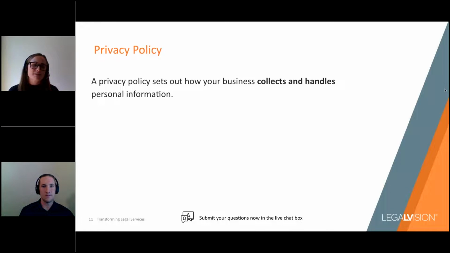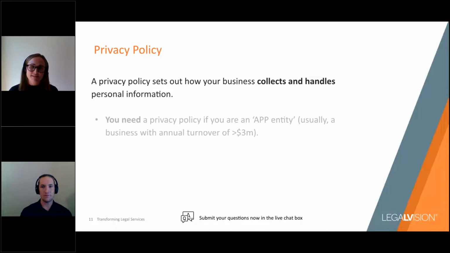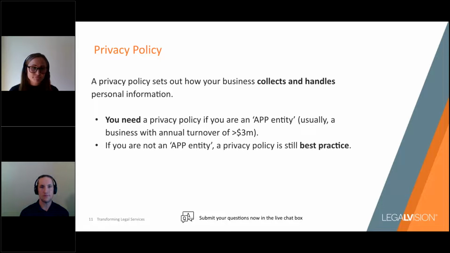So a privacy policy sets out how your business collects and handles personal information. You need a privacy policy if you are an APP entity, which is a term defined under the Privacy Act. And it's essentially an agency or organization that has a turnover of $3 million or more. So if you don't have an annual turnover of $3 million, then you may not be deemed to be an APP entity, and therefore you aren't required to have a privacy policy.